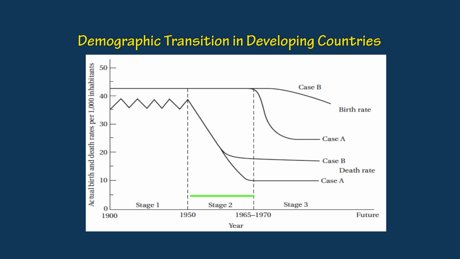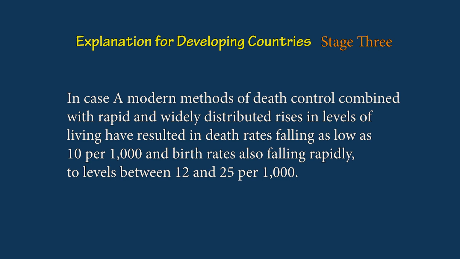In the developing countries, with regard to stage 3, we can distinguish between two broad classes of developing countries. In case A, modern methods of death control combined with rapid and widely distributed rises in levels of living have resulted in death rates falling as low as 10 per thousand and birth rates also falling rapidly to levels between 12 to 25 per thousand.